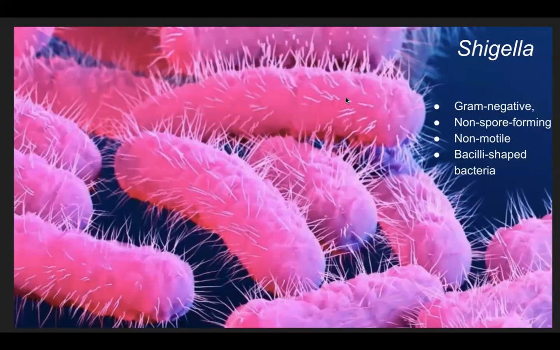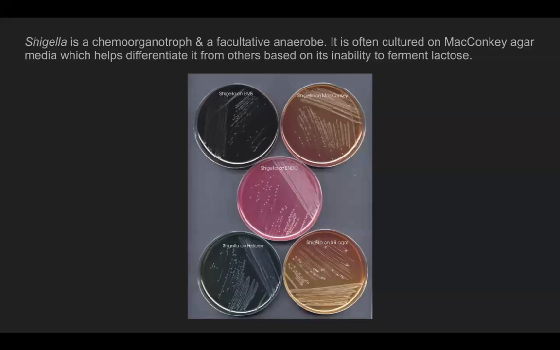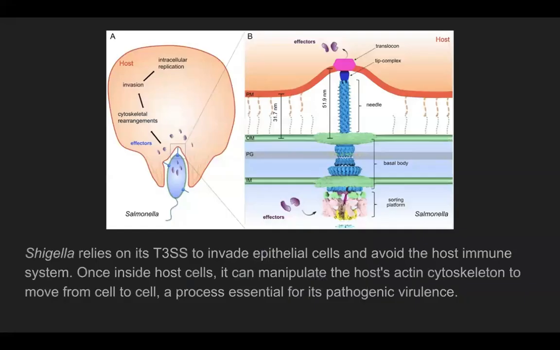Shigella is a gram-negative, non-spore-forming, non-motile, bacilli-shaped bacteria. Shigella is a chemoorganotroph and a facultative anaerobe and is often cultured on MacConkey agar, which helps differentiate it from others based on its inability to ferment lactose. This characteristic is often used in lab settings to help differentiate Shigella from other bacteria such as E. coli, which can ferment lactose.